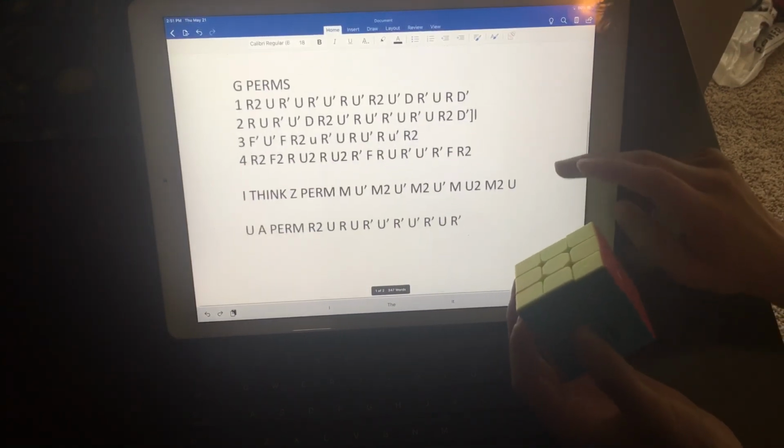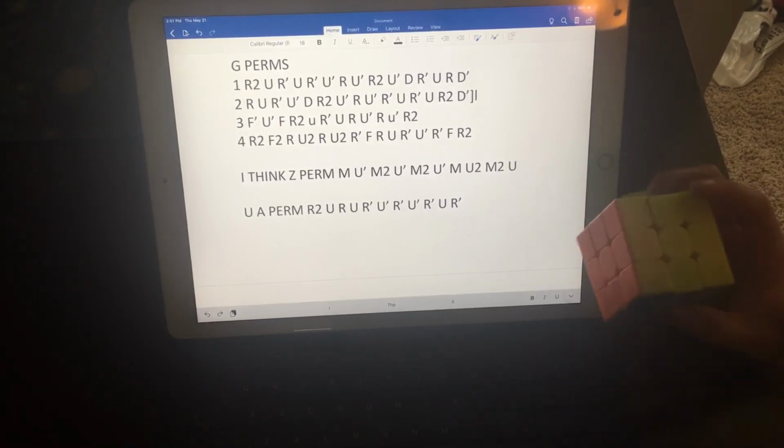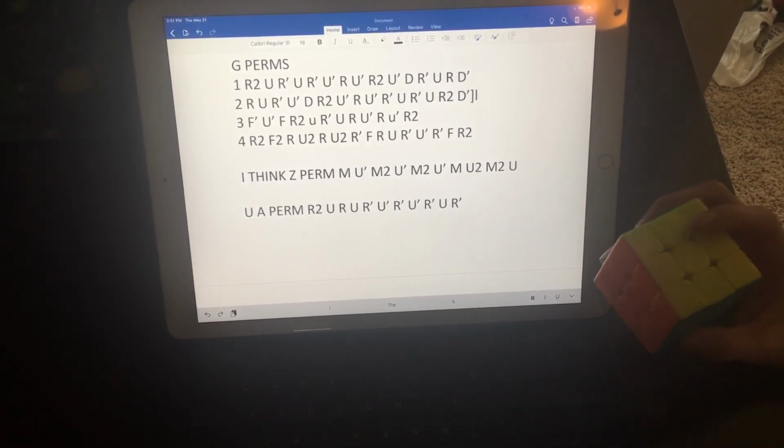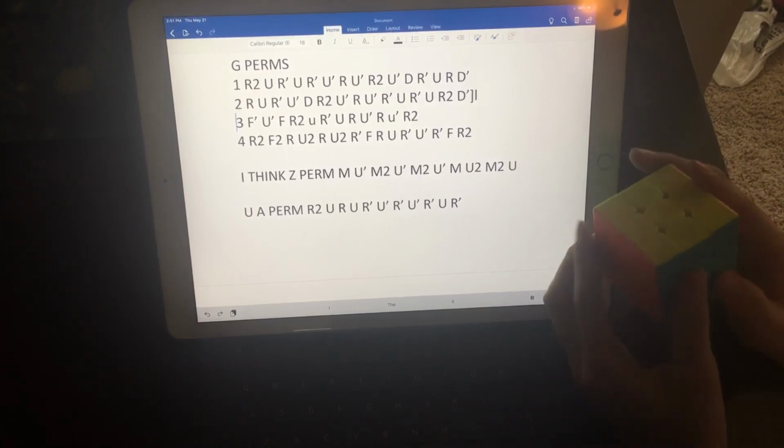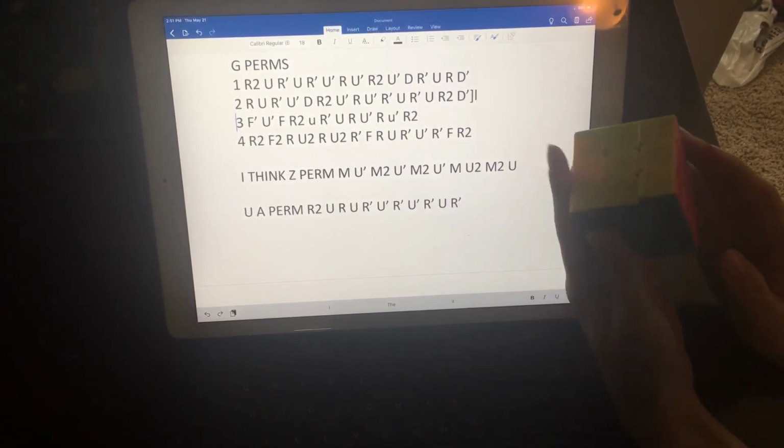Now these G primes I will get to last, because they are probably one of the hardest to learn because there are 4 of them and they all look basically the same. And these small r's, I will show you what they mean.